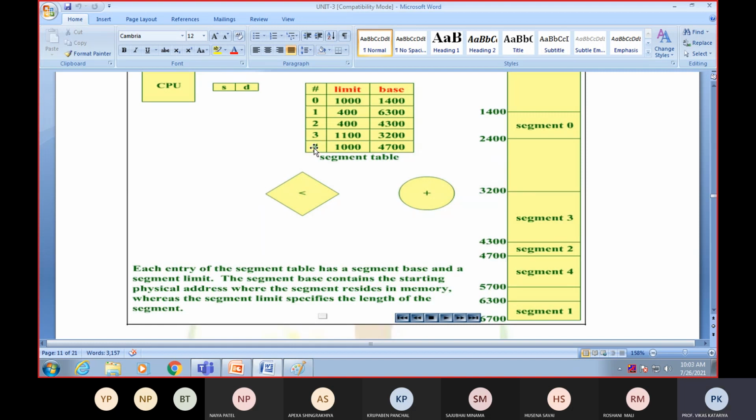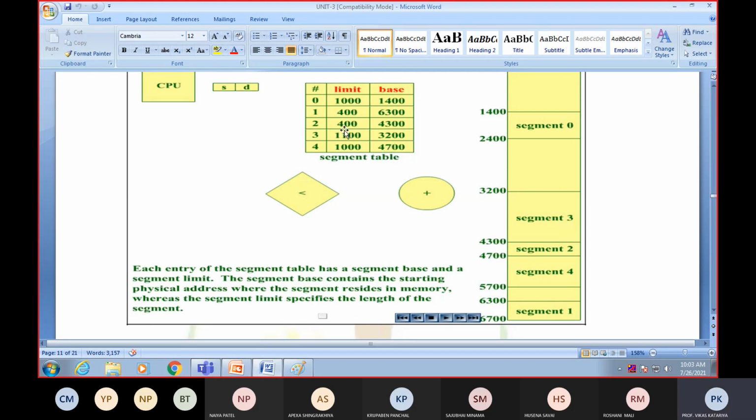Similarly, segment number 3 has starting address 3200 and the limit is 1100. So 3200 plus 1100 goes to 4300. So segment number 3 is located here. We have to add the limit to the base address and we get the closing address of a particular segment. So for segment number 3, the closing address is 4300. And similarly, segment number 4.